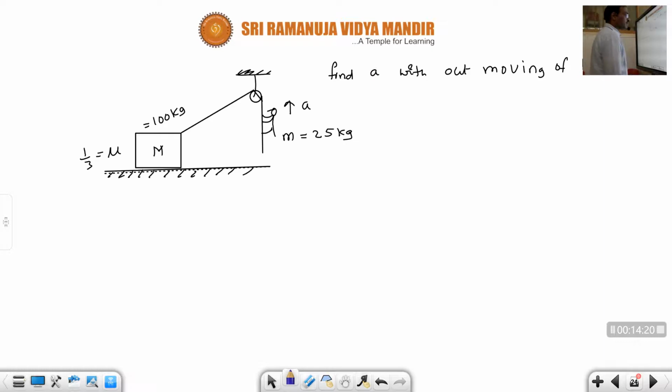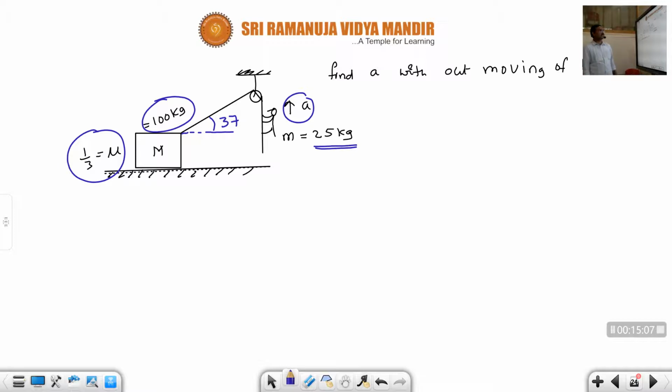Now consider another situation. Here a block of mass M is kept on a rough horizontal surface with coefficient of friction mu equal to 1 by 3. The block has a mass of 100 kg. A rope attached to the block at an angle of inclination 37 degrees passes through a pulley, and a monkey of mass 25 kg climbs up the rope with an acceleration a.